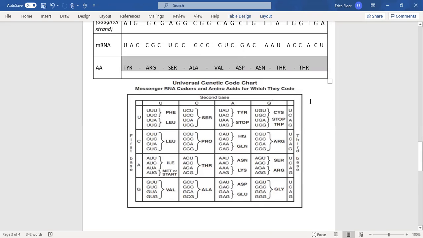Here we have TYR, ARG, SER, ALA, VAL, ASP, ASN, THR, and THR.